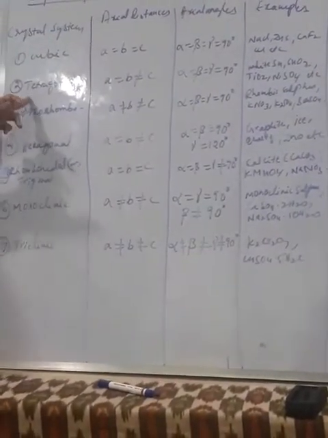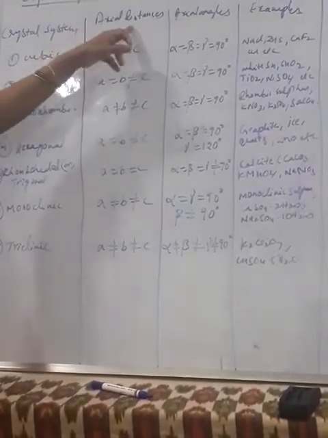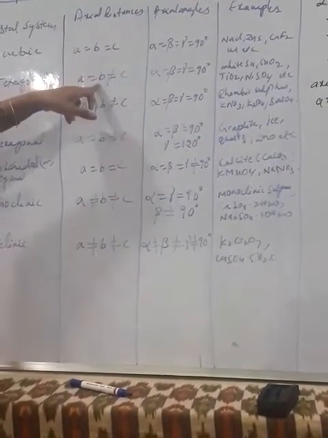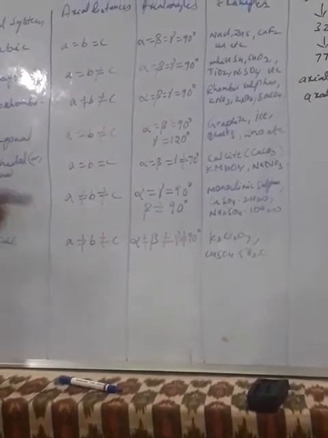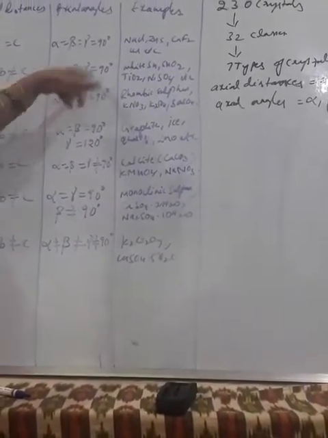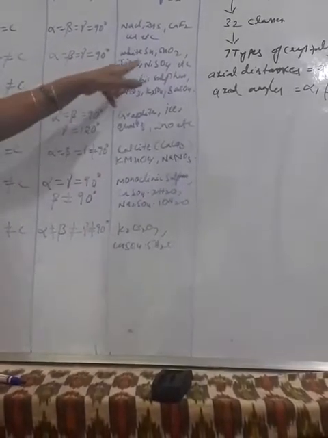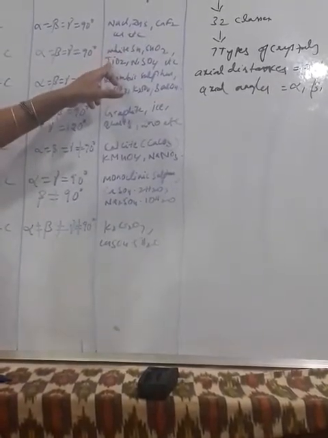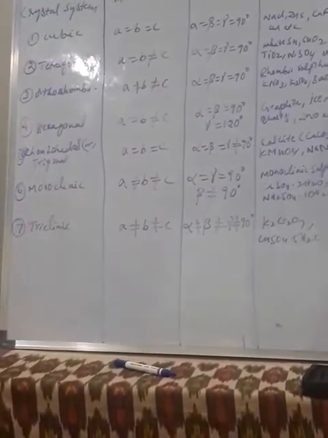Next one, tetragonal. In the tetragonal system, coming to axial distances, a equal to b, but b is not equal to c. And axial angles, alpha equal to beta, beta equal to gamma, which is equal to 90 degrees. Examples: white tin, tin stone SnO2, titanium oxide TiO2, nickel sulfate, etc. All these come under the tetragonal system.